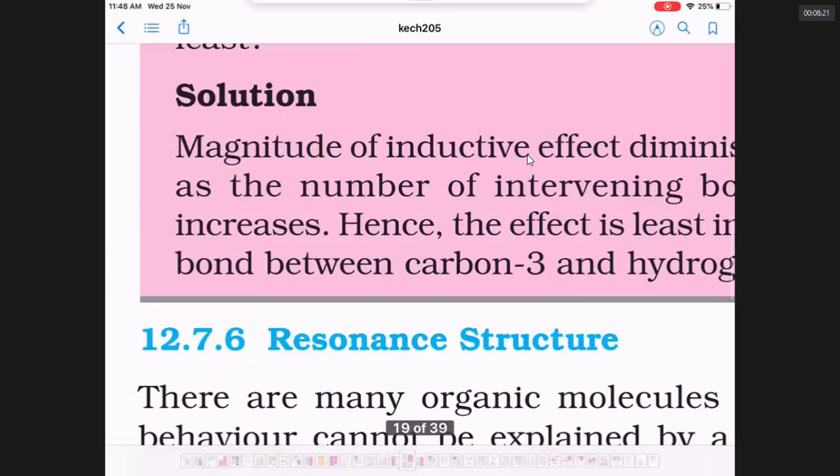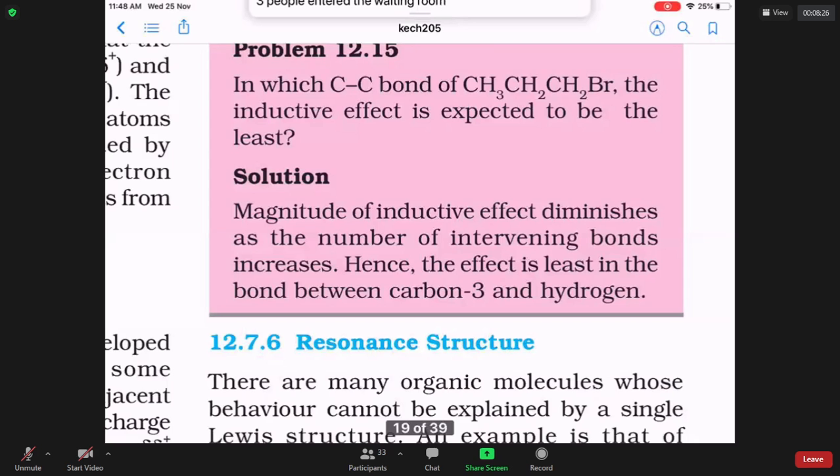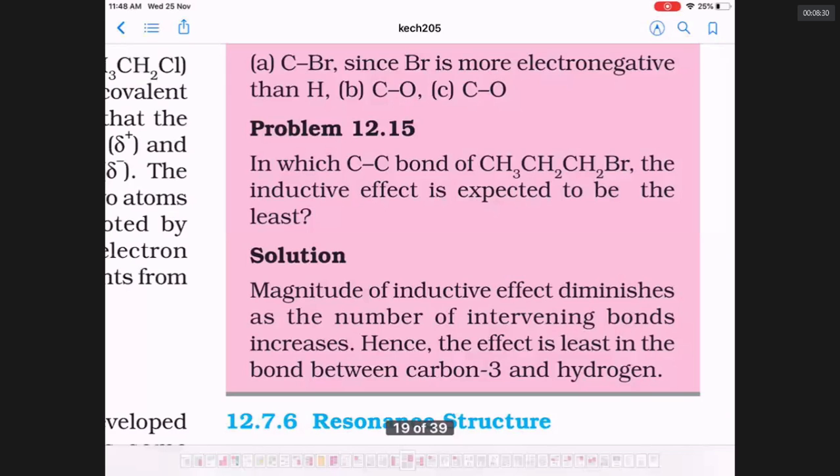Are we very clear about inductive effect? Yes. What is inductive effect? Partial charge separation through the carbon chain. It happens when the chain is linked to either a more electronegative atom than hydrogen or a less electronegative atom than hydrogen. If a more electronegative atom is bonded, the carbon chain gets plus charge. If it is bonded to a less electronegative atom, the carbon chain gets minus charge.